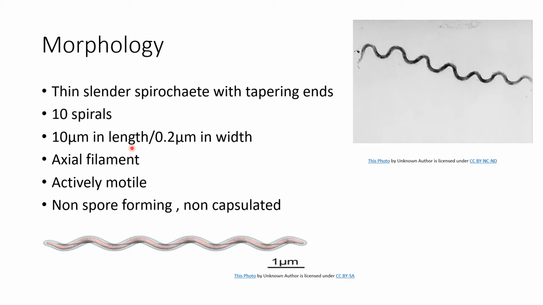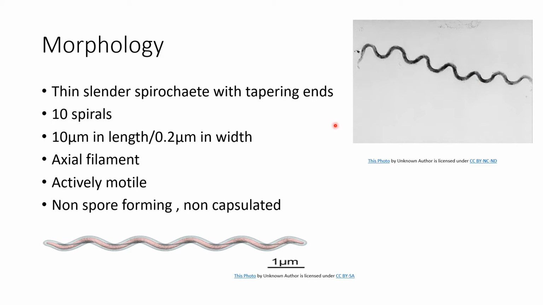It is 10 micrometer in length, whereas only the length is large, the breadth or the width is very, very thin. Only 0.2 micrometer width will be there. So they are thin rods. The length is longer, of course, but the width is very, very thin.